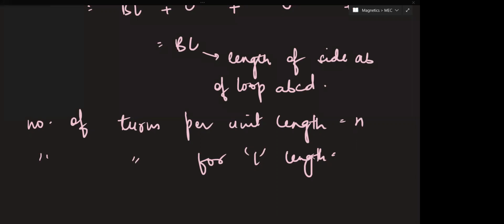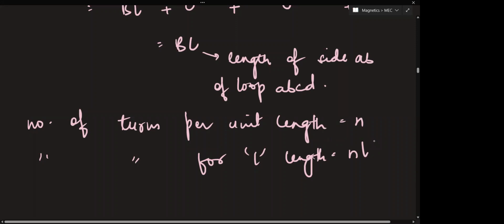See, the number of turns for 1 unit length is small n, given. So for length L, just use the unitary method. This will be n multiplied by L. So we have the value of length with us now. Now the magnetic field will be what? BL is mu naught times the current enclosed. So that becomes nL times the current enclosed, because current I of the solenoid threads the loop nL times. So L gets cancelled. The magnetic field inside a solenoid comes out to be mu naught n i.